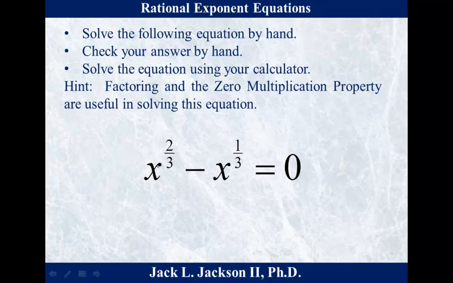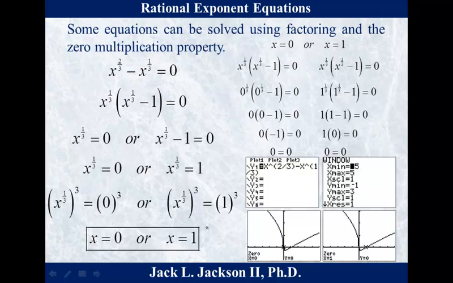Now when you do common factor factoring, you factor out x to the smaller power. So the x to the 1/3 is what we're going to factor out. So go ahead and do that yourself. Press pause now. Okay, did you do it this way?